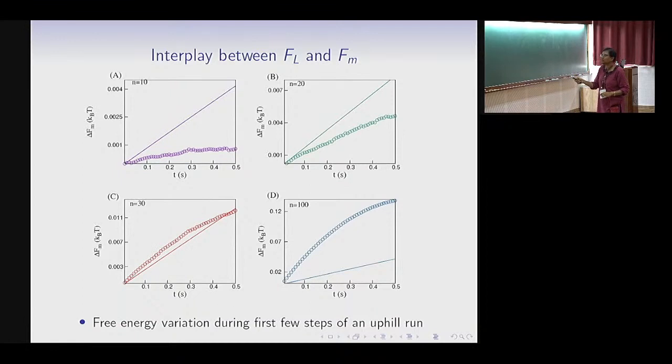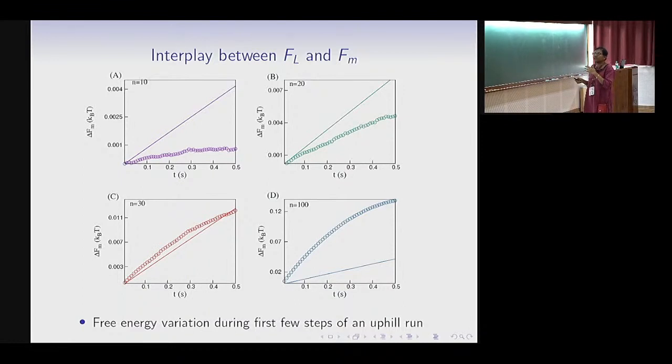So this is the data to support this argument. Here I have plotted the change in free energy, both Fl and Fm separately, as a function of time for the first few steps of an uphill run. In fact, I have looked at the first 0.5 seconds of an uphill run. The continuous line shows the change in Fl, and these discrete points show the change in Fm. And as you see from here, when the cluster size is small, the methylation change is much less compared to the Fl change.